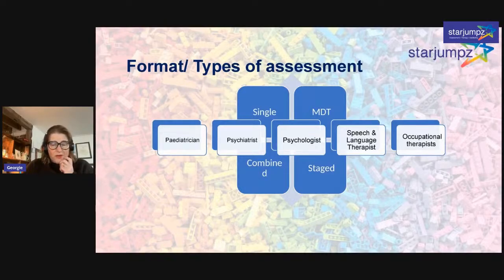So for the preschool children, we are doing more and more with a slightly different approach, where they have the ADOS with 2 speech and language therapists, or a speech and language therapist and an occupational therapist, and then an appointment with a paediatrician before or usually afterwards to look at all of the paperwork and meet the child and do some other shorter assessments, and then reach a conclusion.